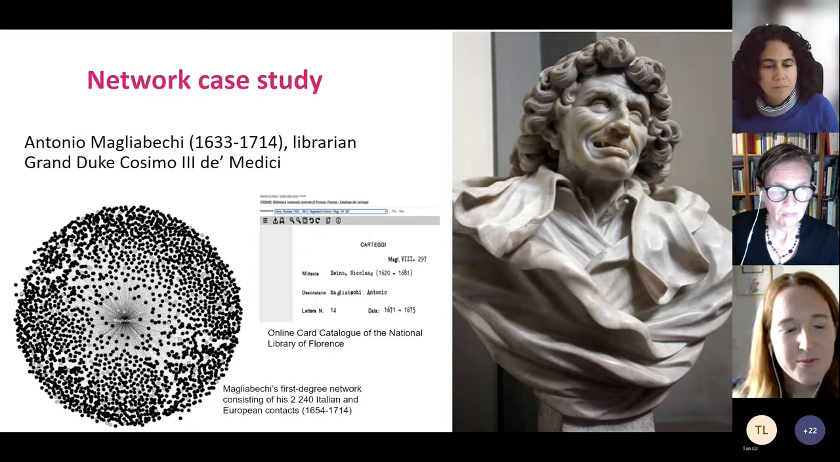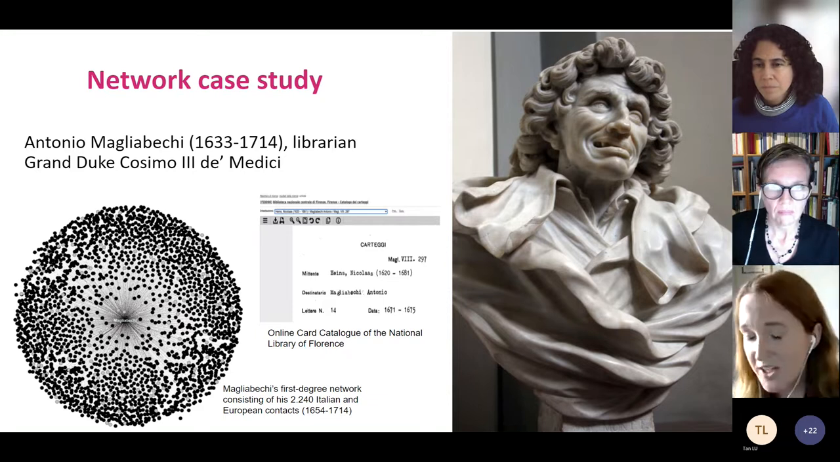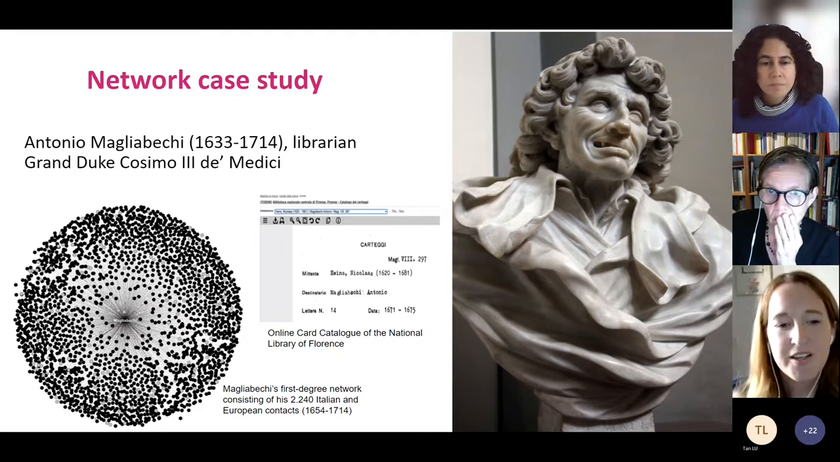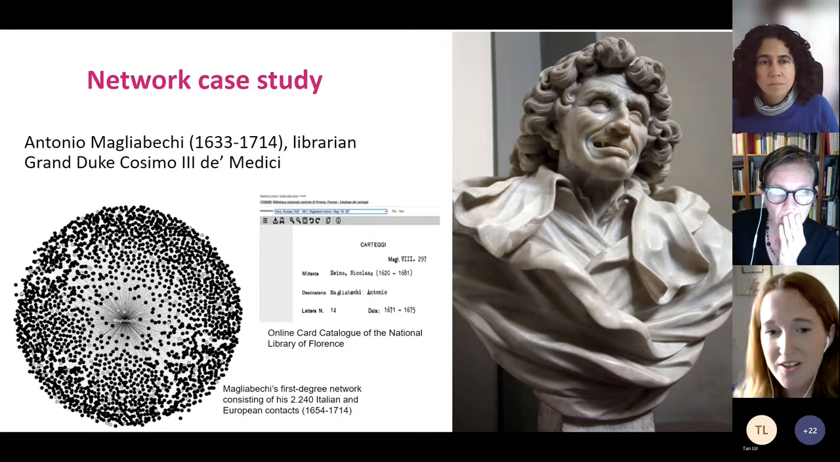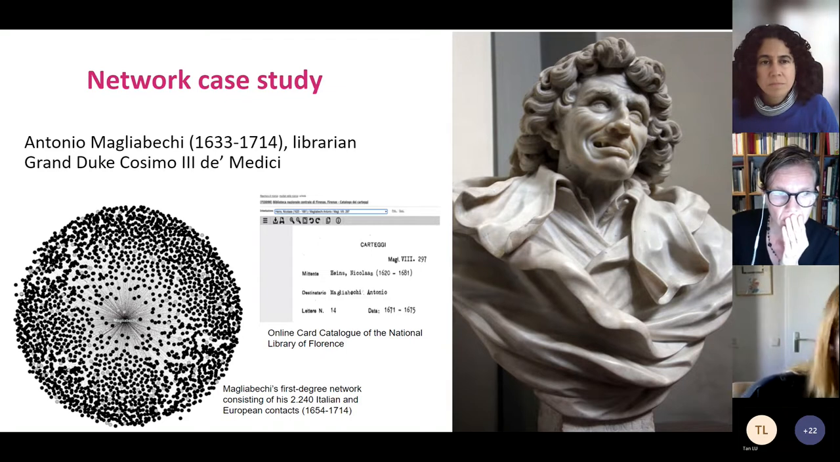And I would like to show you this with the case of Antonio Magliabechi. He was the librarian of Grand Duke Cosimo III in Florence. And over time, he became one of the most consulted scholars in Europe. And this was because of his knowledge of books. People contacted him because he knew which kind of books were published. So he was a very, I'll just take a sip of my water.